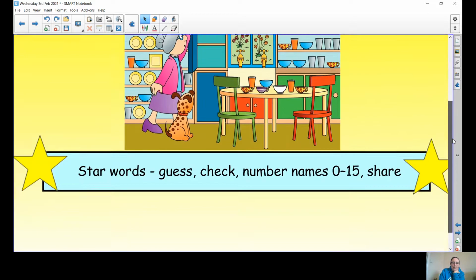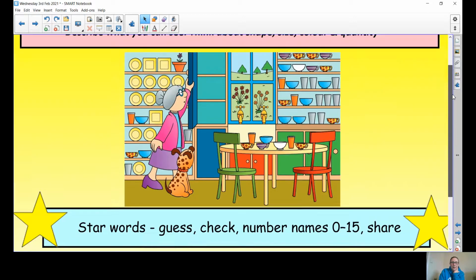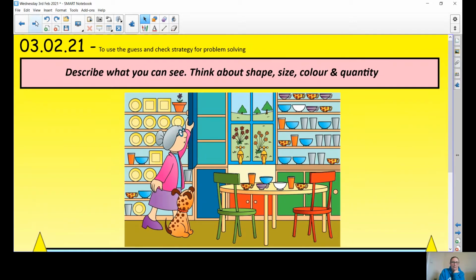Then let's have a look at our star words. So our star words today are guess and check. And we're going to use the number names 0 to 15. And our last star word is share. So we're going to share things out today.